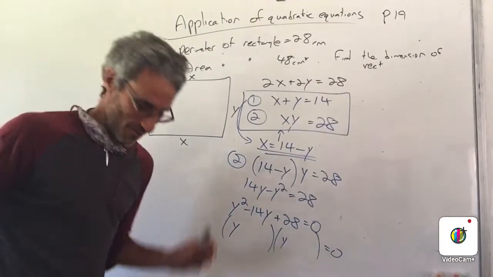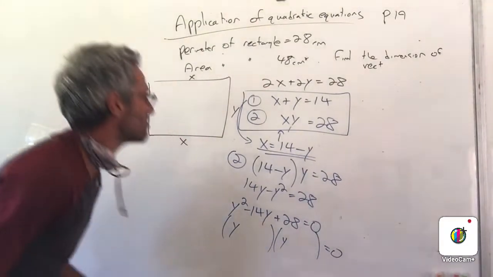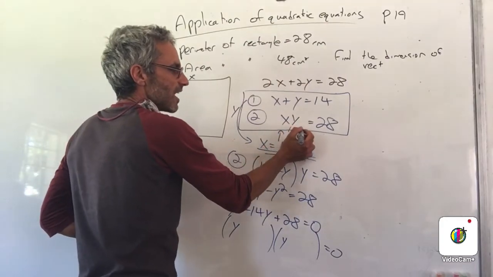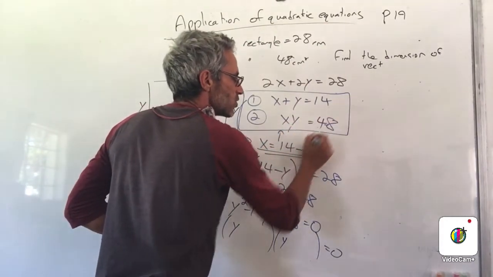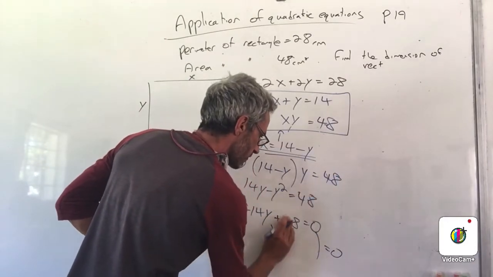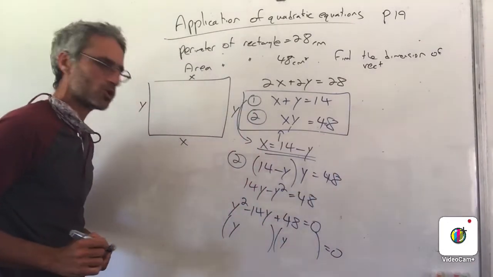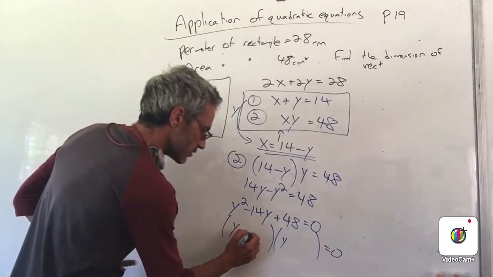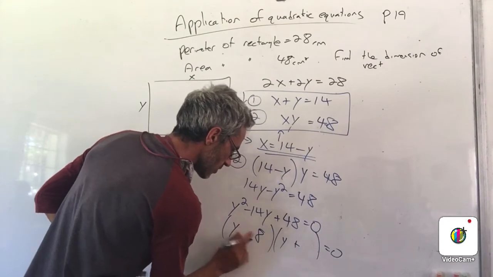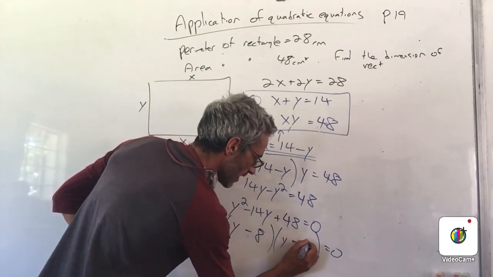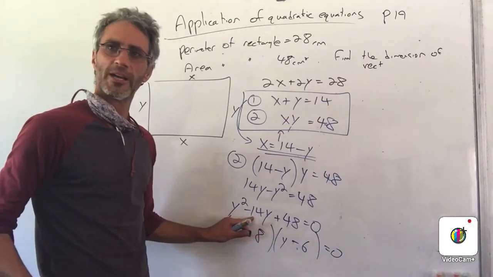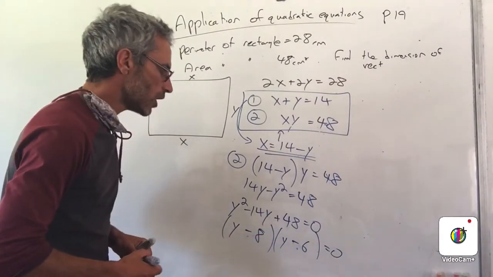Right, we found a mistake. Oopsie daisy, mistake. Okay? The area is 48. X times y should be 48, not 28. So that should be 48, 48, 48. And now we should be able to find that. That's y minus 8 and y minus 6. 6 times 8 is 48. Minus 8 minus 6 is minus 14. Okay? So we've got two solutions.